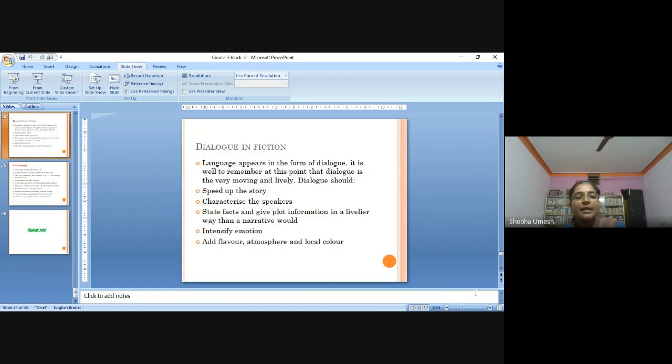So that last part is dialogue in fiction. Why is dialogue very important in writing a story? Language appears in the form of dialogue. It is well to remember at this point that dialogue is very moving and lively. Dialogue should speed up the story, characterize the speakers, state facts, and give plot information in a livelier way than a narrative will, intensify emotions, and add flavor, atmosphere, and local color.